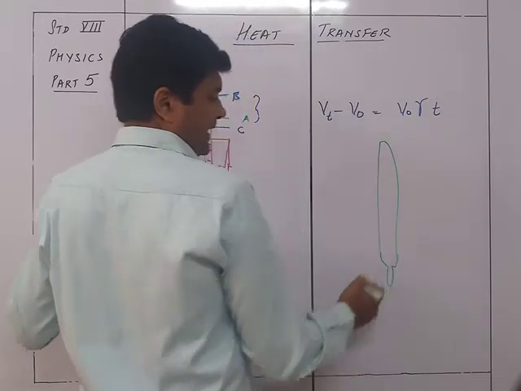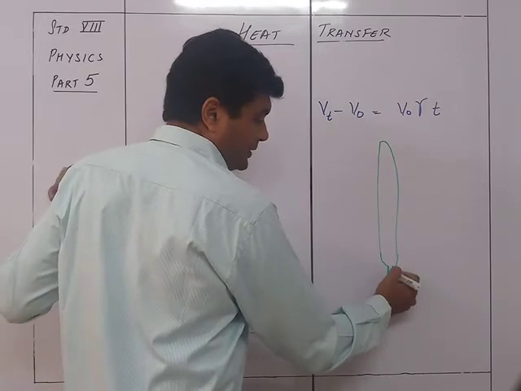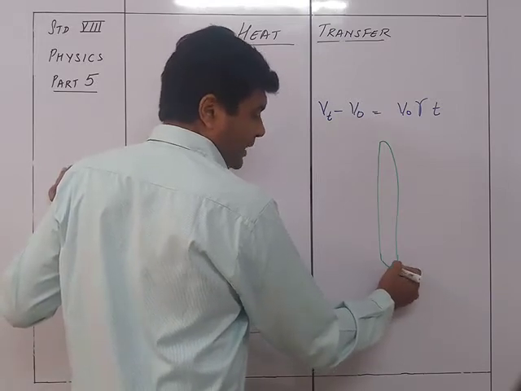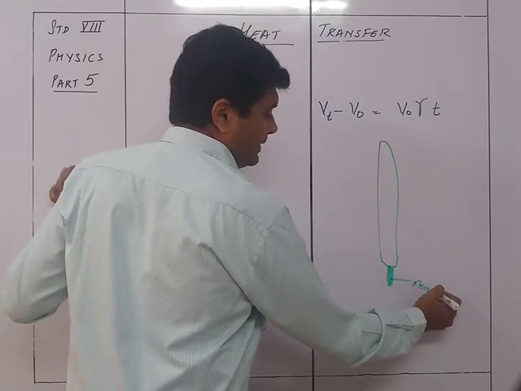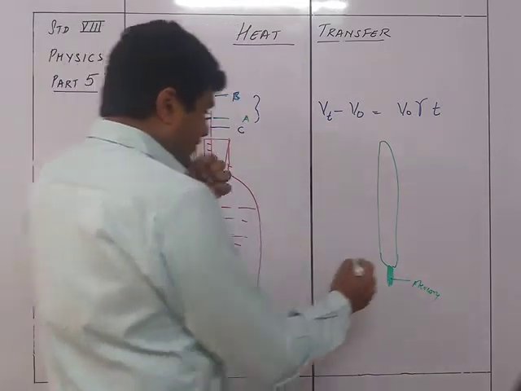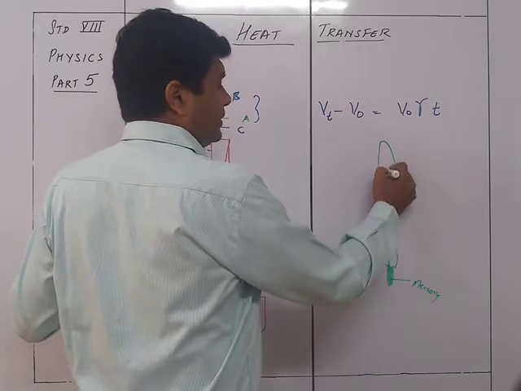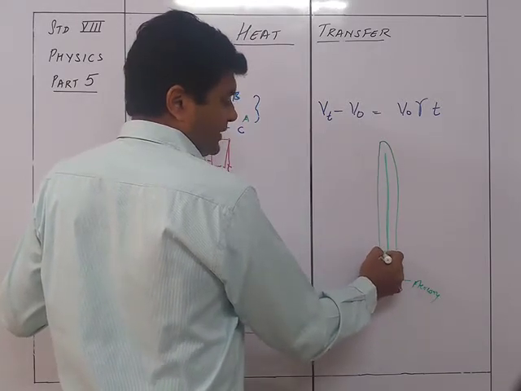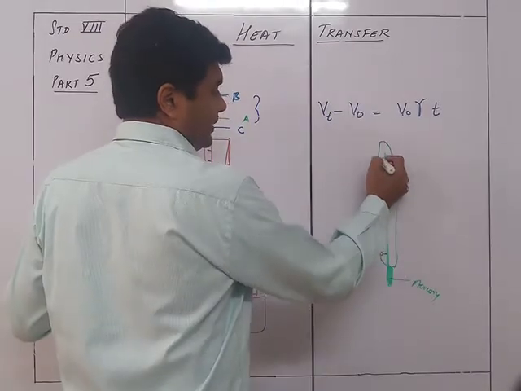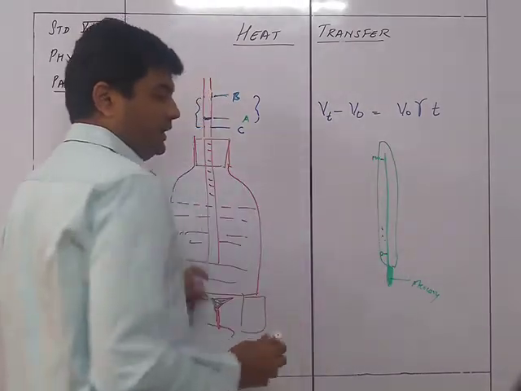The thermometer looks like this, where this particular part is the bulb which is filled with mercury. And there is a very thin capillary tube over here, and then there are markings over here: 0, 10, 20, 30, 40, and here 100. Okay, it looks like this.